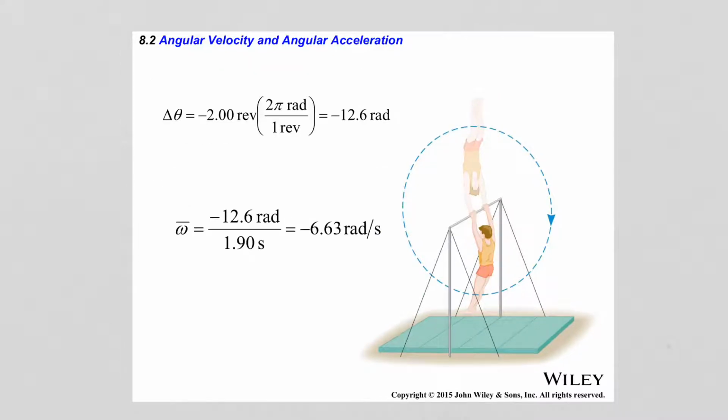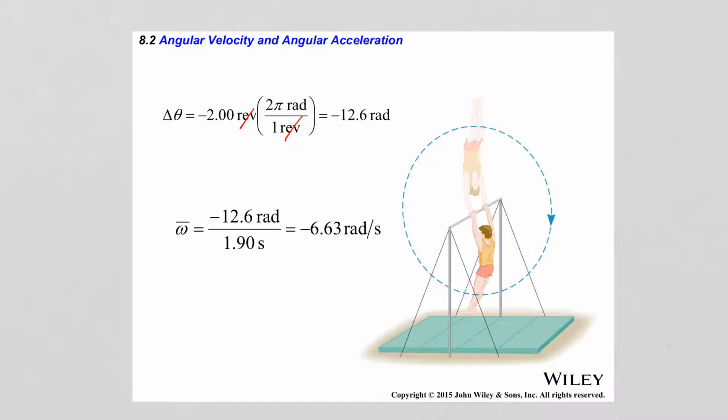So the angular displacement is given in revolutions, and therefore it needs to be converted into radians. We know that 1 revolution around the circle has an angle of 2 pi radians. So if I multiply 2 revolutions by 2 pi radians and divide by 1 revolution, the units of revolutions cancel out, and as a result I get 12.6 radians.